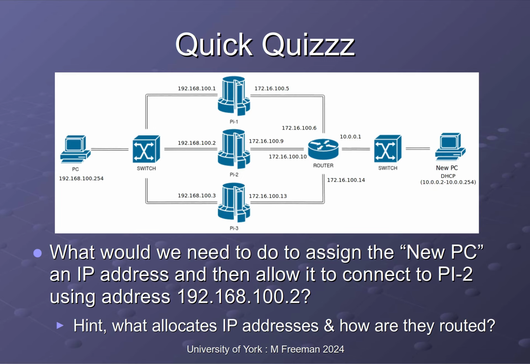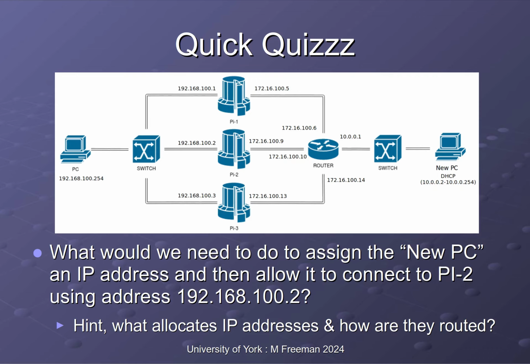So a /24 network. So the question here is, what machine should assign this PC an IP address? So I'm looking to assign it an IP address from the pool 10.0.0.2 to 10.0.0.254. So within that range. So should that DHCP server live on the PC? Should it live on a Pi? Or should it live in a router? What do you think on that one?